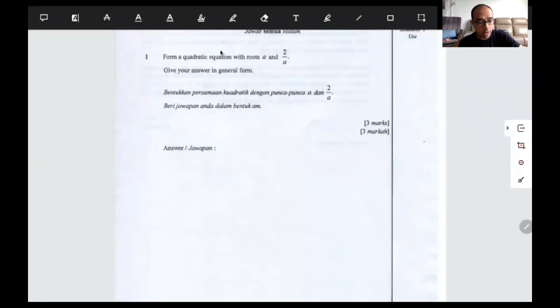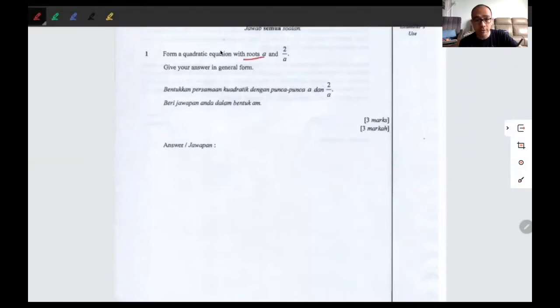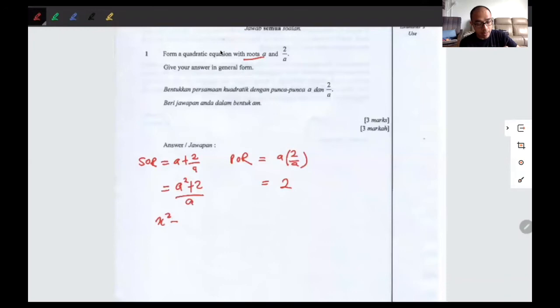Okay, whenever you're given roots, you need to think about the sum of roots and the product of roots. So the sum of roots will be a plus 2 over a, and then the product of roots will be a times 2 over a, which will give you 2. All right, a plus 2 over a, I'm going to simplify this, is a squared plus 2 over a. Okay, beginilah. Then after that, you put it into the template. Okay, so the template is x squared minus sum of roots x plus product of roots equals to 0.